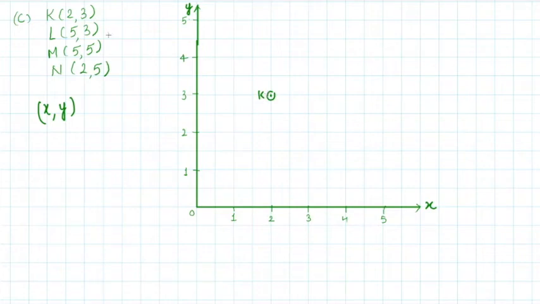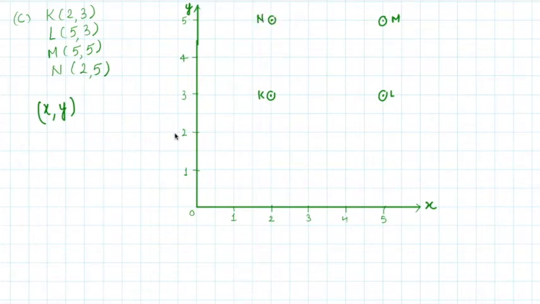is K here. Then you have 5 and 3, it means x is 5 and y is 3. So it should be here. This is your L point. Now you have the M ordered pair, which is 5 and 5. It means if this is 5, the other is also 5. Y is also 5. This is your M. Now N is 2 and 5. This is your 2 and this goes here. So this is your N point.